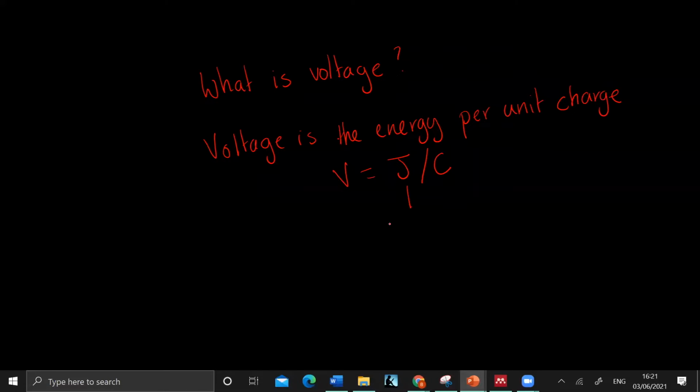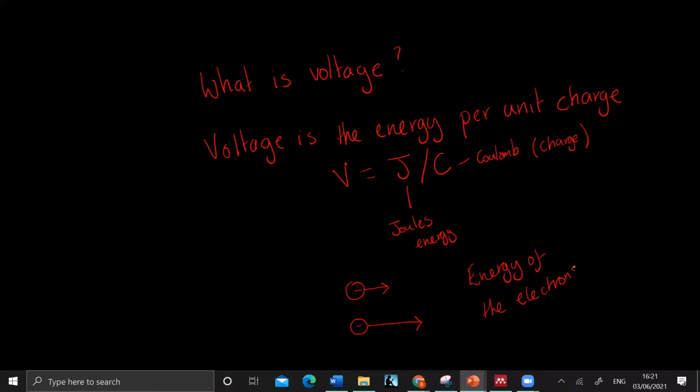So joules from energy, and coulomb from charge. So it's the energy of the charge carrier. In a wire, the charge carrier is generally an electron, so it can be thought of as the energy of the electrons.